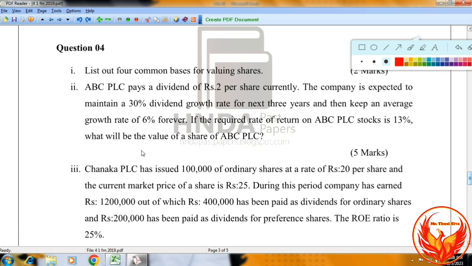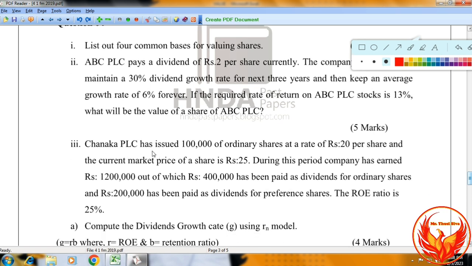Next, Senaga PLC has issued 100,000 ordinary shares at a rate of rupees 20 per share, and the current market price of a share is rupees 25. During this period, the company has earned rupees 1.2 million, out of which rupees 400,000 has been paid as dividends for ordinary shares, and rupees 200,000 has been paid as dividends for preference shares. The ROE, return on equity ratio, is 25%.